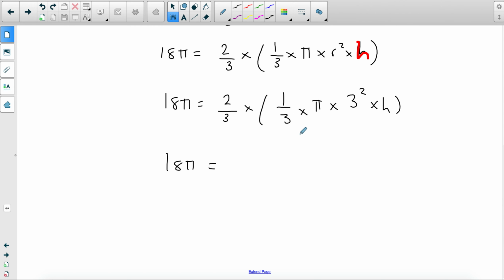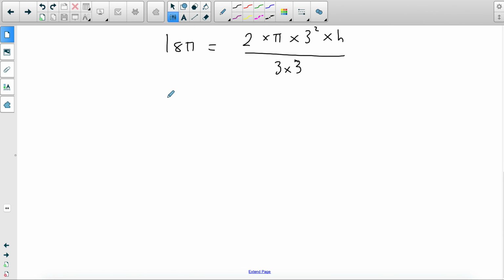multiply these values out. Because it's a multiplication all throughout, I can just put one denominator, everything in a numerator, everything in a denominator. 2 times 1, that's 2, times pi times 3 squared times h, all divided by, we have 3 times 3, all of these are over 1. So 3 times 3 times 1 times 1 times 1, so that's just 3 times 3. Again, simplify it further.